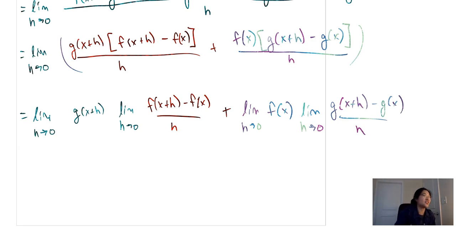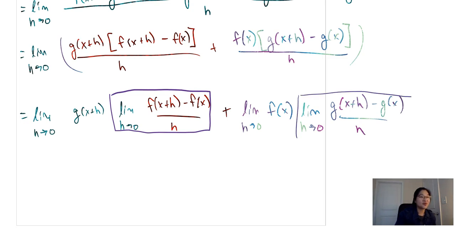Well, would you look at that? This part looks very familiar. What does that look like? f prime. And this part also looks very familiar. What is that? This is our definition of the derivative, g prime. When we plug in h goes to 0, what do we get there?